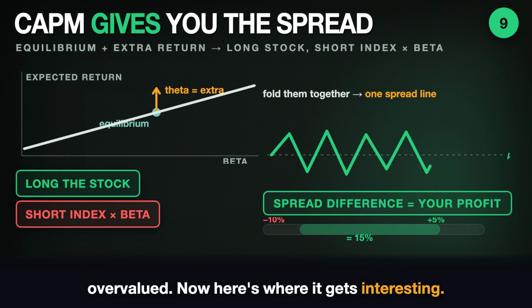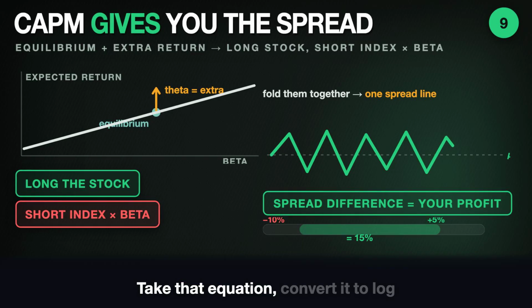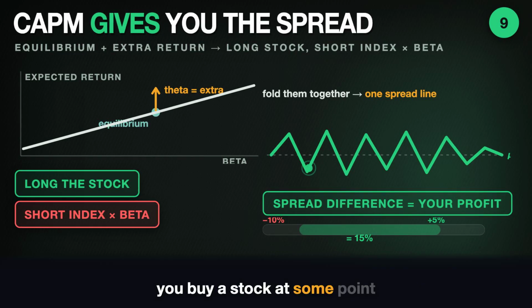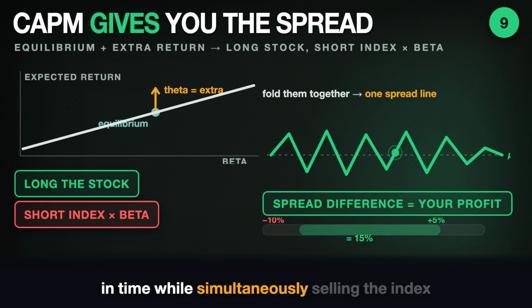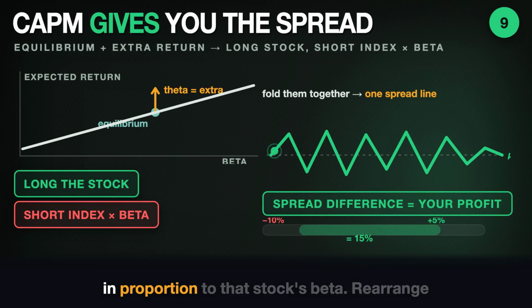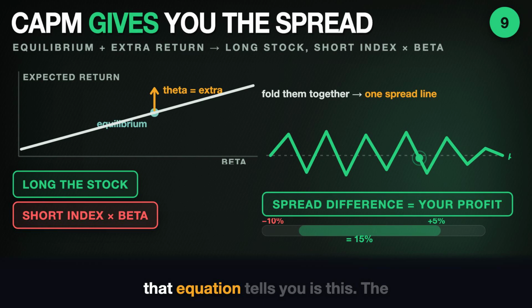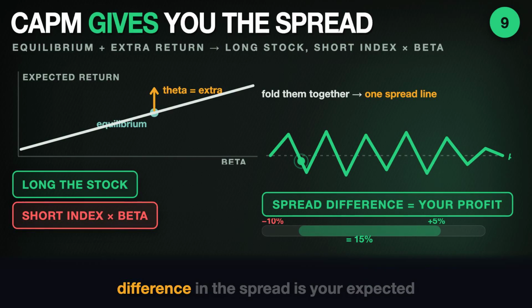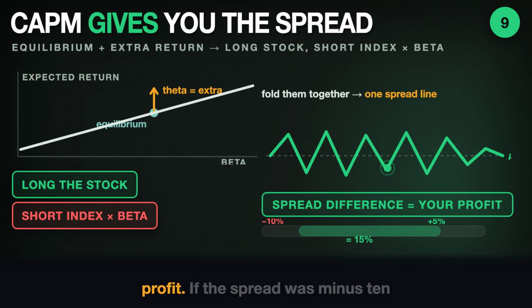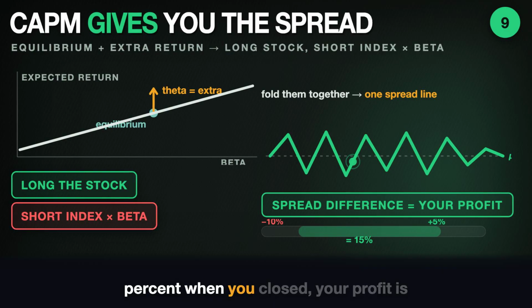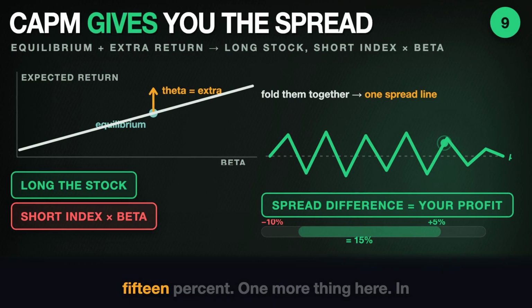Now here's where it gets interesting. Take that equation, convert it to log returns, and write down what happens when you buy a stock at some point in time while simultaneously selling the index in proportion to that stock's beta. Rearrange it. And what comes out is the spread equation from pairs trading, the one we built in part 4. And what that equation tells you is this. The difference in the spread is your expected profit. If the spread was minus 10% when you entered and plus 5% when you closed, your profit is 15%.